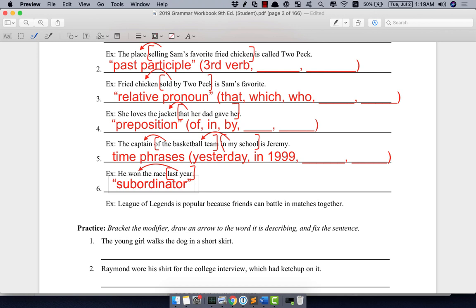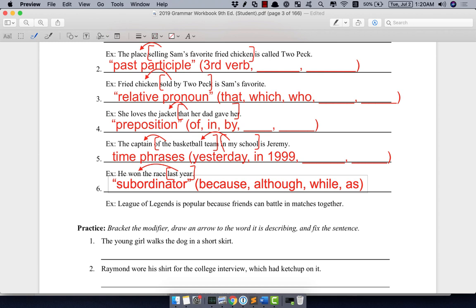Subordinators, what are they? They are words like because, although, while, and as. There are many other subordinators, but words like but, and, so are not subordinators. If you don't know what subordinators are, we'll get to those in grammar point two, so don't worry about it. Okay, so in this sentence, League of Legends is popular because friends can battle in matches together.